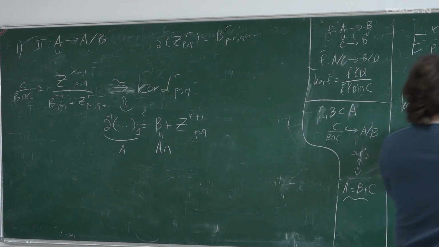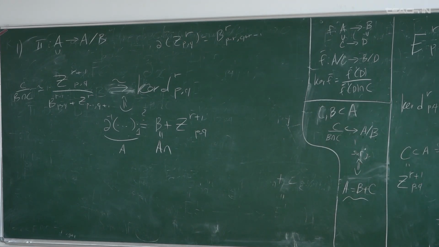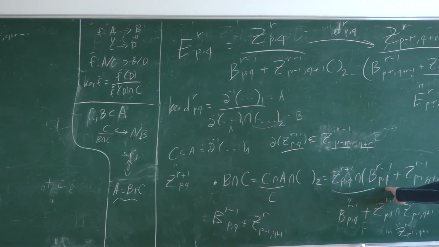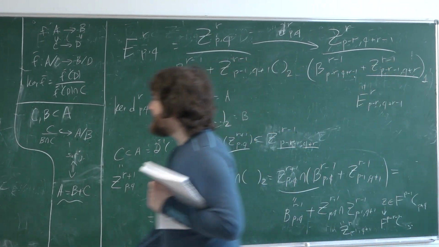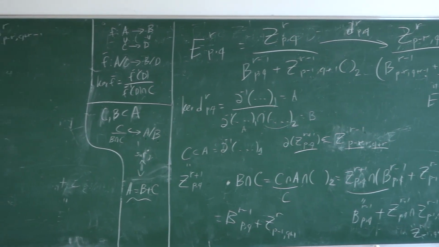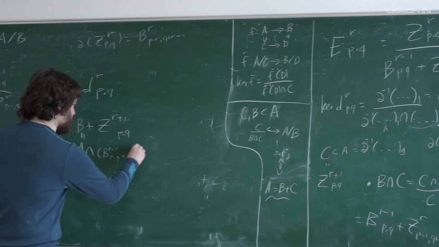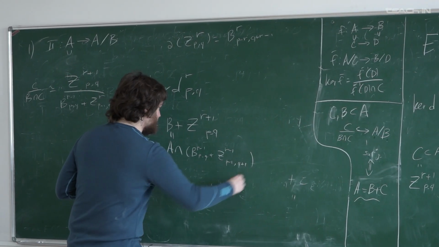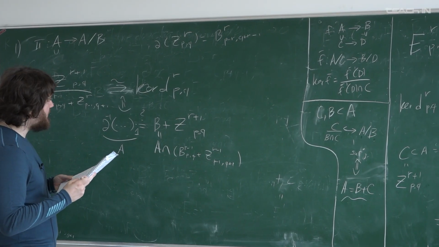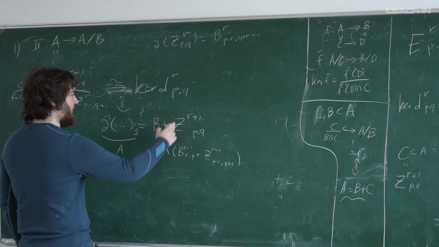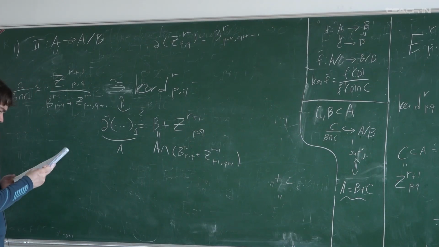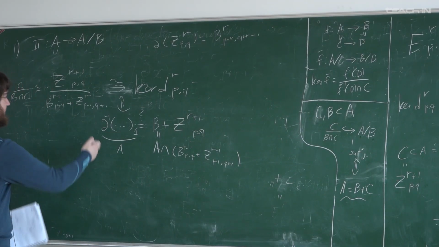A intersect with the second bracket. The second bracket I already wrote down here. This is the second bracket, with B_{R-1}^{P,Q} plus Z_{R-1}^{P-1,Q+1}. So if I consider this thing and this thing, is it true? Okay. Let's consider some elements from here.